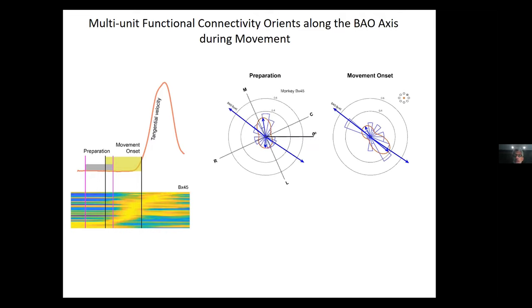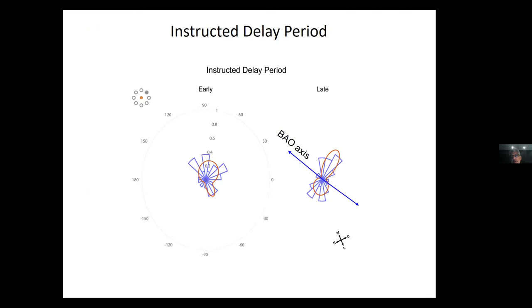Now, if you look a little bit earlier, during this preparation period right before movement onset, and measure the functional connections, we see a nearly orthogonal distribution of oriented connections that don't match the BAO axis. We could even go further back in time, during the instructed delay period. Particularly during the late instructed delay period, we see really just an orthogonal distribution of functional connections. So the cells are modulating, as others have shown, but their functional connections are oriented in a way that's inconsistent with the BAO axis.